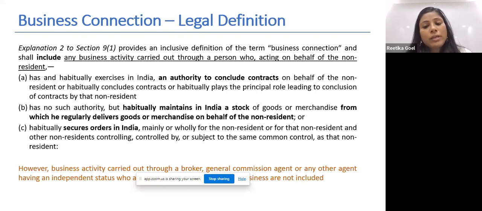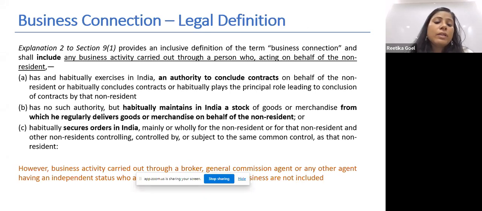Similarly, if you are maintaining stock in India and through that stock it is not just a preparatory or auxiliary activity, through that stock you are also securing orders and delivering goods to the end customer, then that activity cannot be termed preparatory and auxiliary in nature, and you have created a business connection. So business connection is nothing but a business nexus per se. And lastly, it secures orders in India. But if you read the definition, there is just one exclusion, and it only talks about the independent status agent who is not included in business connection.